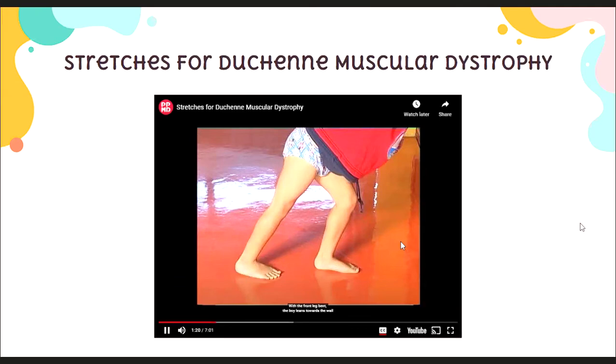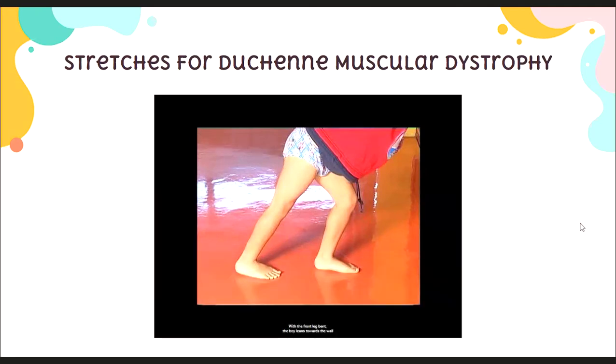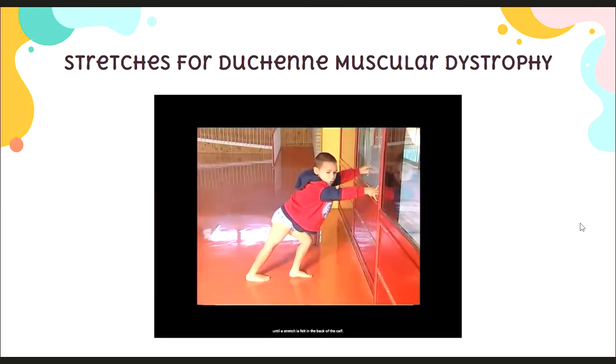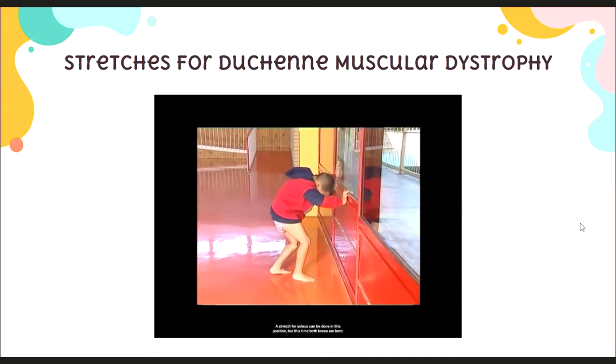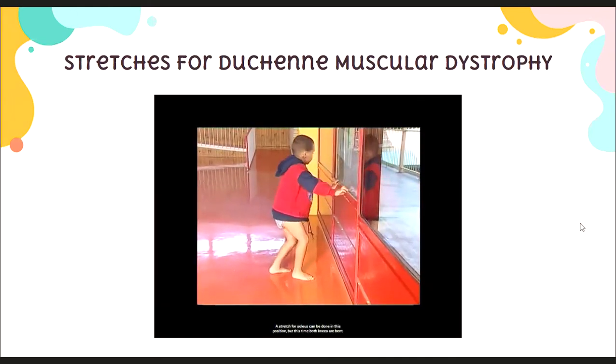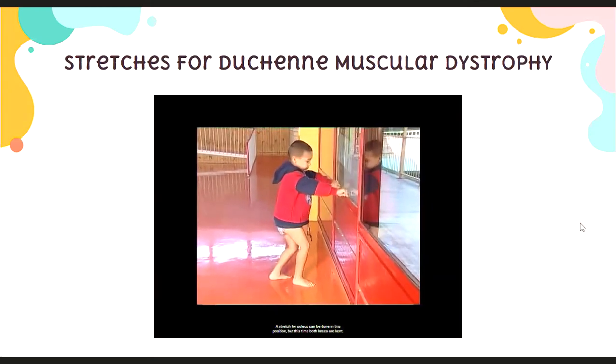With the front leg bent, the boy leans towards the wall until a stretch is felt in the back of the calf. A stretch for soleus can be done in this position, but this time both knees are bent. The boy leans into the wall, bending the back leg until a stretch is felt in the lower part of the calf muscle. His heels must remain on the floor.